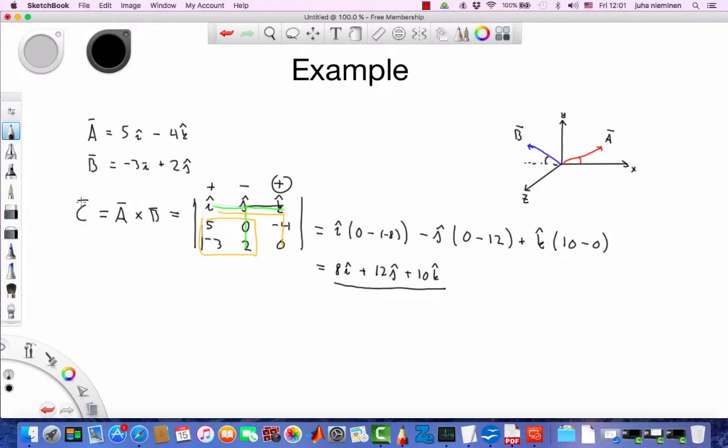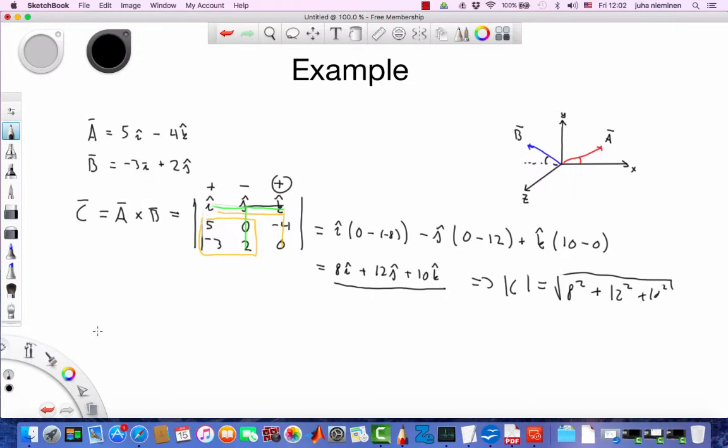And if you would like to calculate the magnitude of this cross product, we just calculate the magnitude of C. So that would be just using the Pythagorean theorem. That would be the square root of 8 squared plus 12 squared plus 10 squared. And the direction of our vector is, of course, whatever is the direction of C.